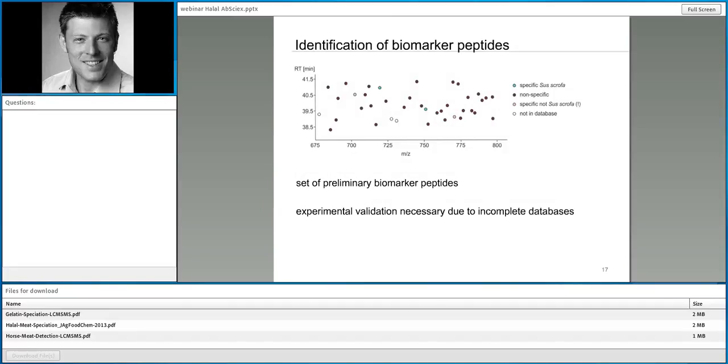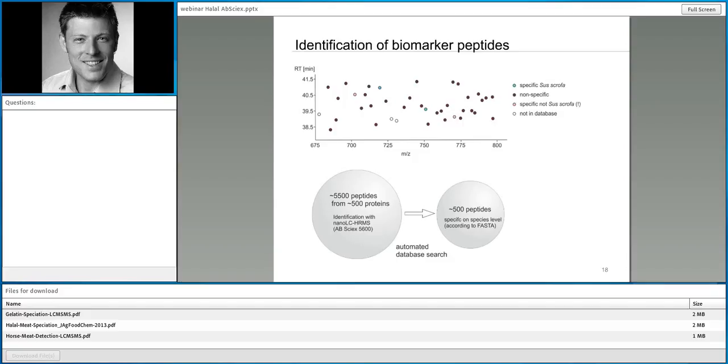You can also see that databases are indeed not complete, because if you have a look at the 2 pink dots, these are specific, but they are not specific for scrofa, at least according to the database. And keep in mind, it was a pure scrofa, a pure pork sample, so these are false positive hits for specific peptides due to incomplete databases. This is also underlined by the 3 white points, which are peptides that are not covered by the databases. So this is one of the points you always need to keep in mind: you cannot only rely on databases, you have to do additional validations.